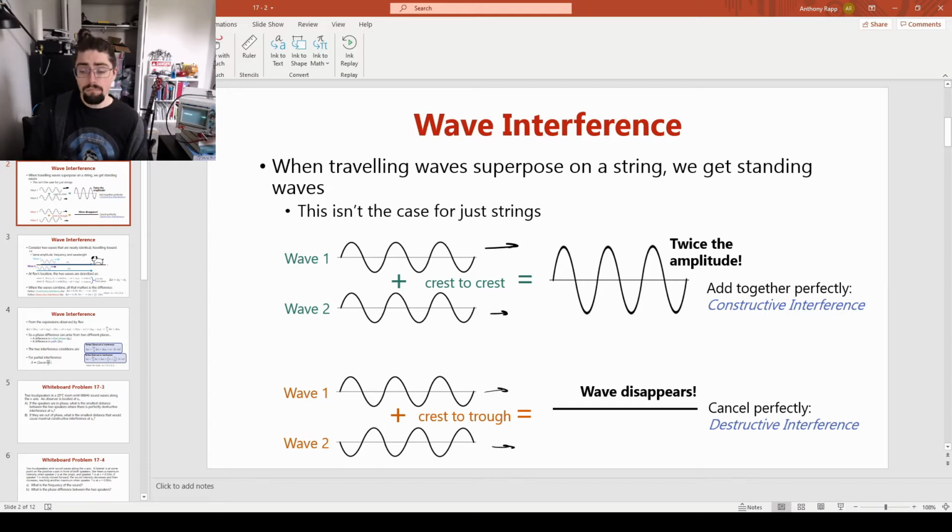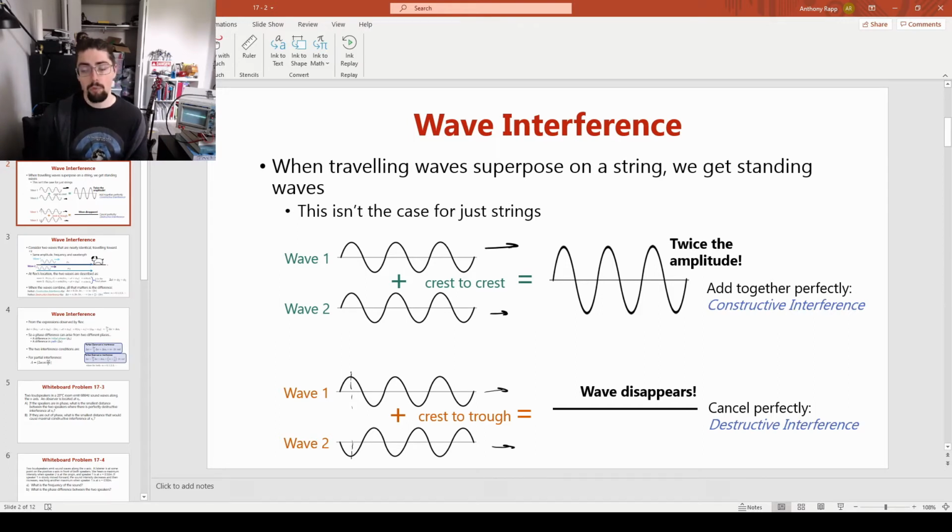However, if they are off, if a peak lines up with a trough, then what we end up with is, summing these two together, the wave disappears. And we call these two things either constructive interference, because they are building that displacement together, or destructive interference, where they have canceled each other out.